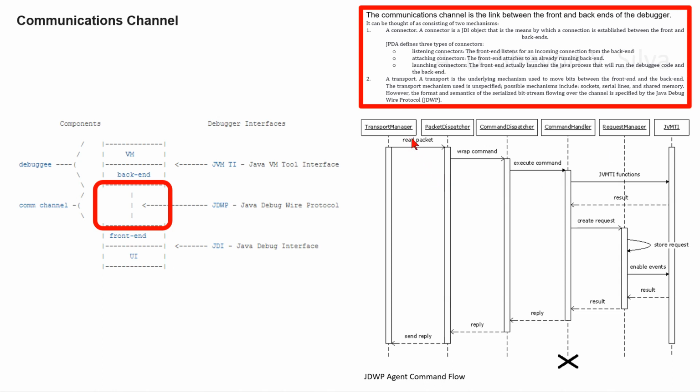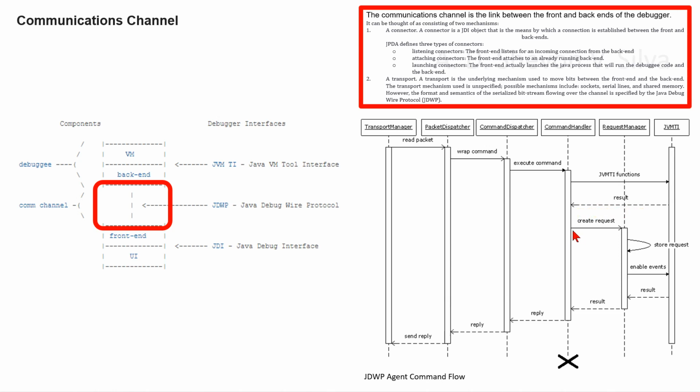Here you can see the transport manager, packet dispatcher, command handler, request manager and JVM TI. The transport manager is connected to the packet dispatcher via read packet, and the packet dispatcher is connected to the command dispatcher via wrap command. The command dispatcher is connected to the command handler via execute command. Then the command dispatcher is connected to JVM TI via JVM TI functions, and JVM TI is connected to the command handler via result.